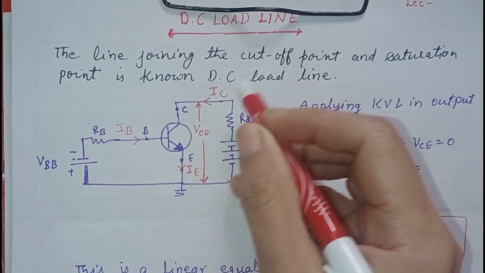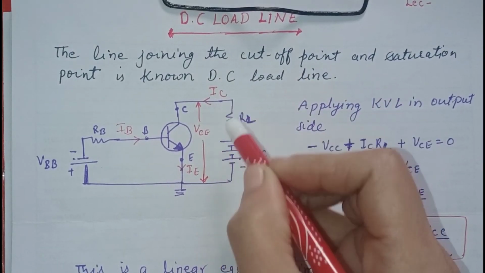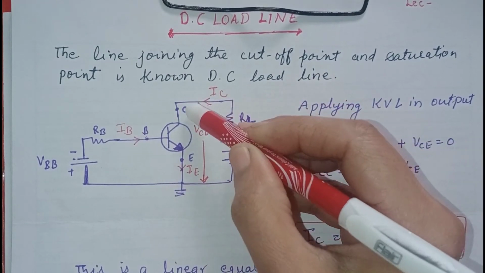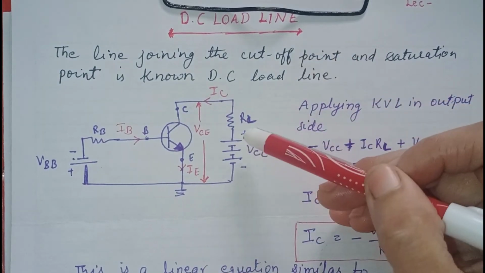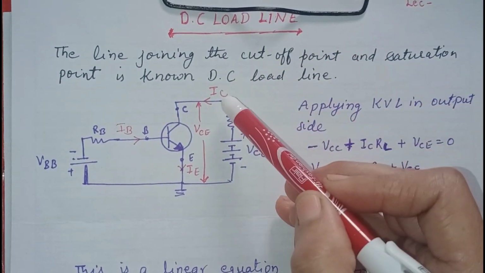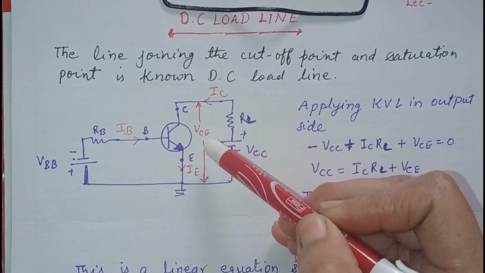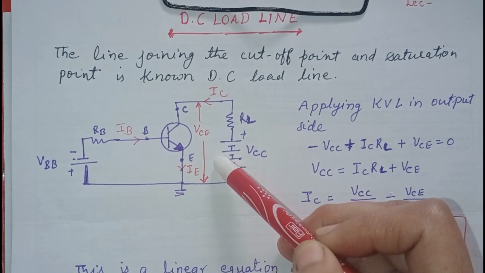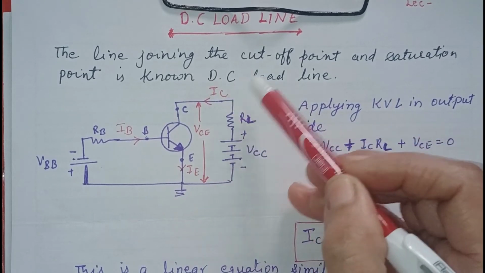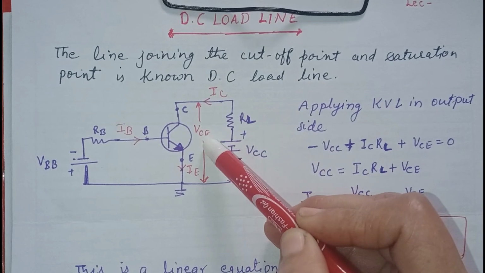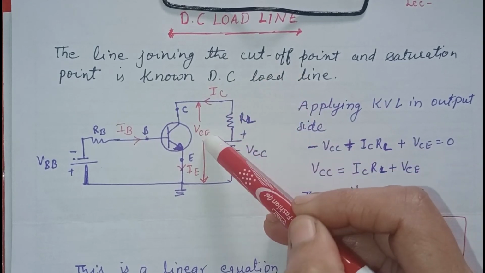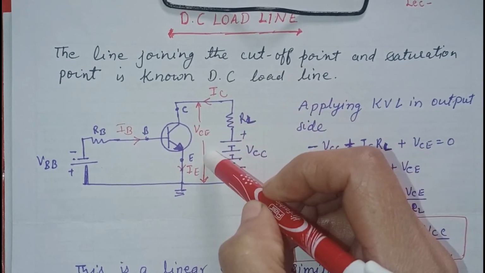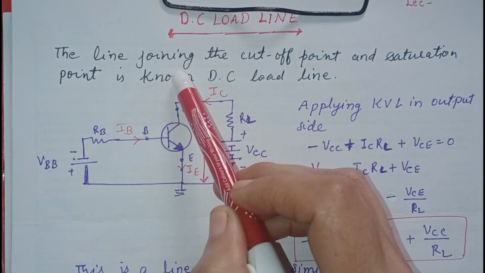Here, the output DC current is IC and the output DC voltage is VCE, the voltage between collector and emitter. The DC load line is the easiest way to know the output current, meaning the collector current, at various VCEs when no signal is applied. Another way to know IC at various VCE is drawing the output characteristics of the transistor, but a much easier way is drawing the DC load line.